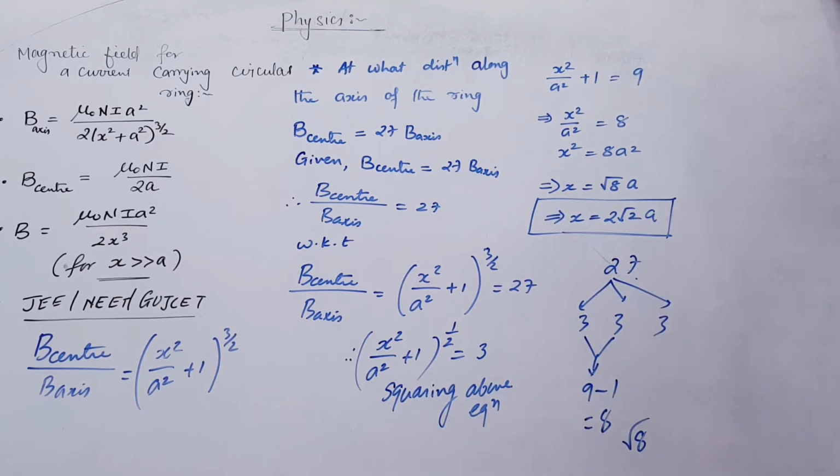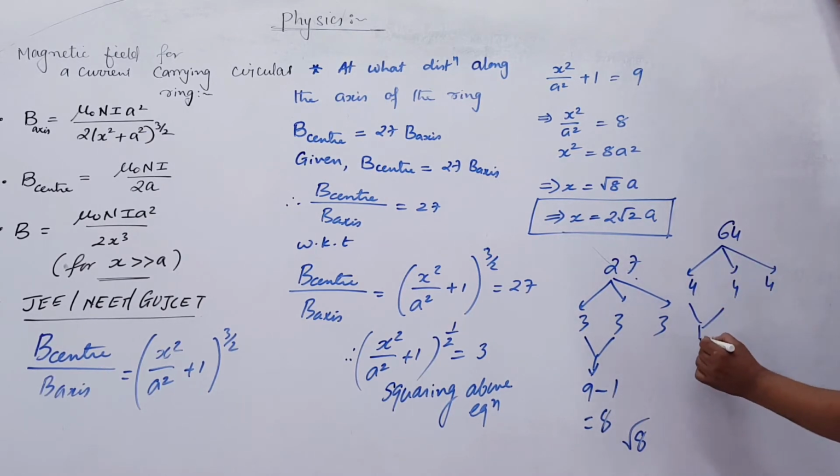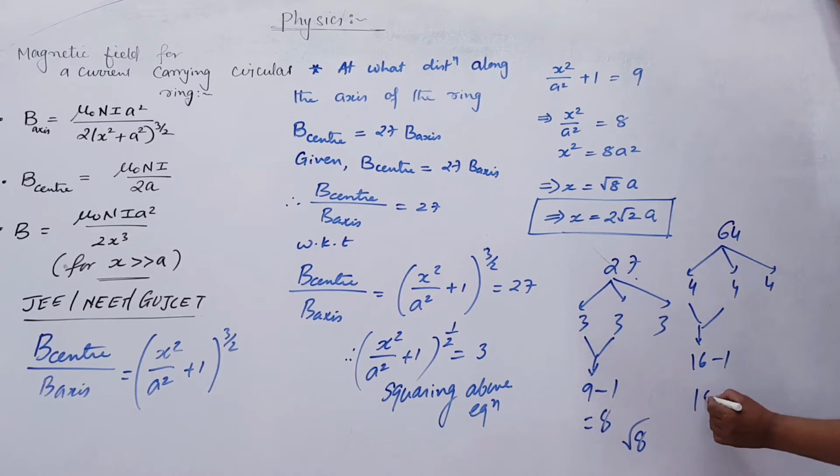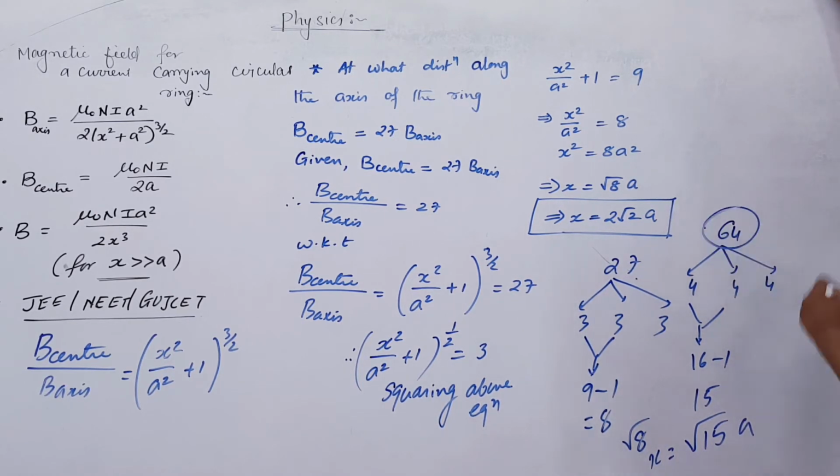Instead of 27, if it is let us say 64, then 4 4s are 16, 4 16s are 64. You take 4 4s are 16, minus 1, so it will be 15, and the answer will be root 15 times a. x will be equal to root 15 times a. So what you have to do is take the cube root of this, then square it, subtract 1 from this, then the root of that will be your answer.